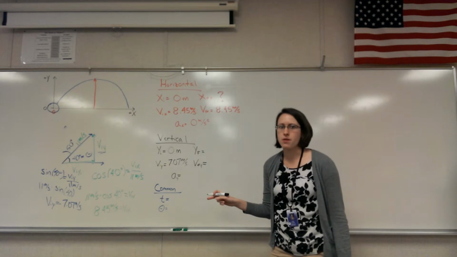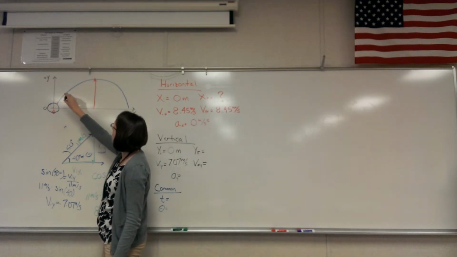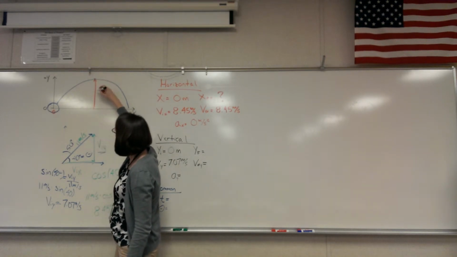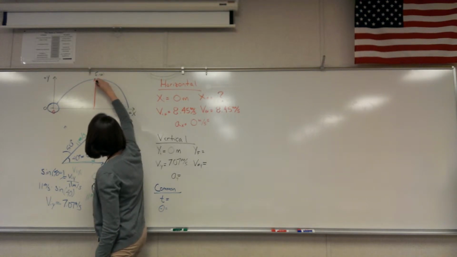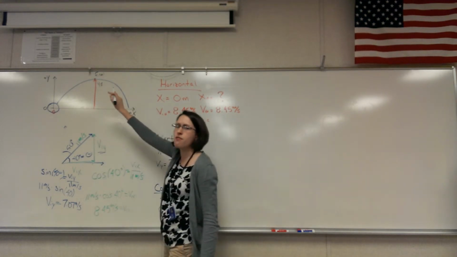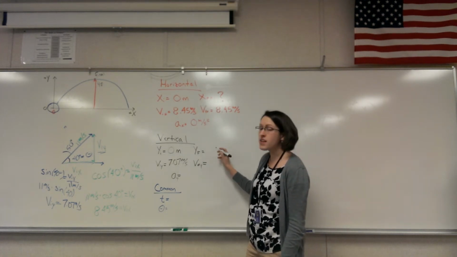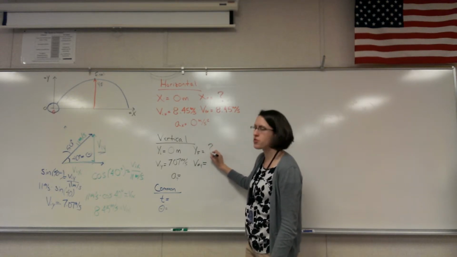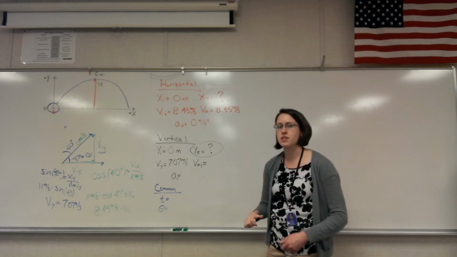We're starting at 0 in the vertical direction. And we're throwing the softball up, and we want to know that highest point. So that highest point, that's going to be our final position. Our final position in the vertical direction is going to be the highest point, and that's what we're solving for in this problem. So that's an unknown. I'm going to put a question mark, and I'm also going to circle it, because that's what we're asked to find in this problem.